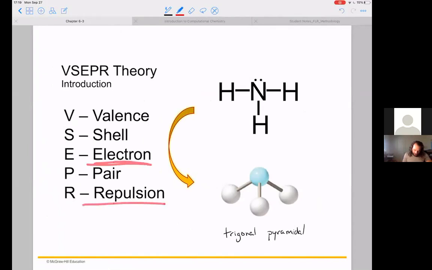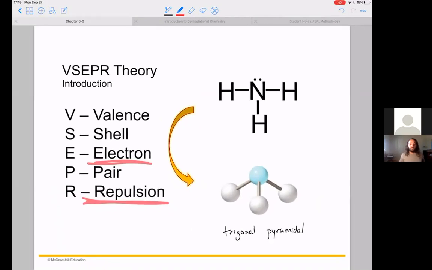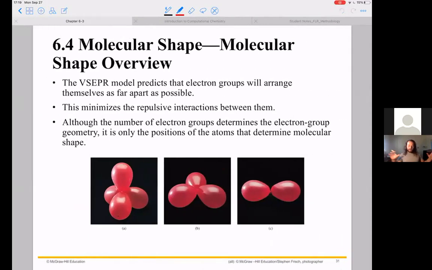Again, VSEPR is valence shell electron pair repulsion. The electron and the repulsion parts are really the keys here. We're going to talk about electron groups and the fact that they want to be as far away from one another as possible. This is often represented using balloons, because if you tie the ends of two balloons together, they'll stick out as far away from each other as possible. So if you have 2 electron groups, they're going to be pointed on opposite sides.